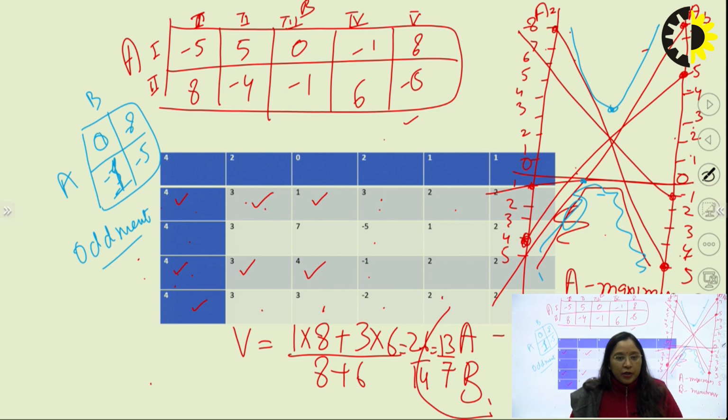So I have covered two topics today. One was dominance and one was graphical, which have their own limitations. Now you have to see which method will be applicable to a particular problem.